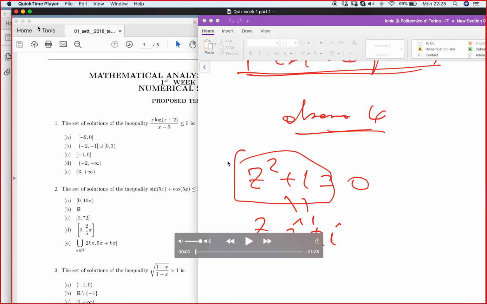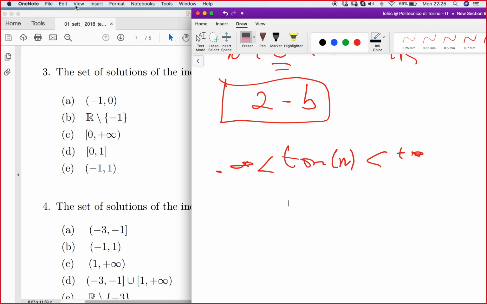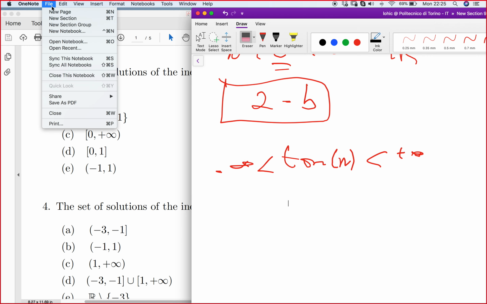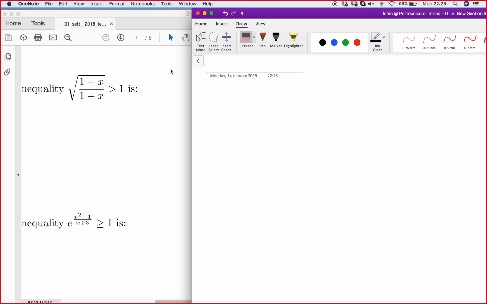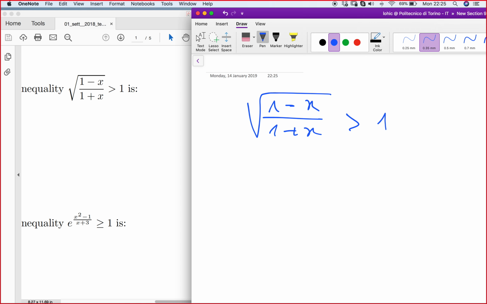Should I close something here? Yes, and then let me get a new board. Okay, so what is the inequality? The inequality is square root of (1 minus x over 1 plus x) greater than 1.